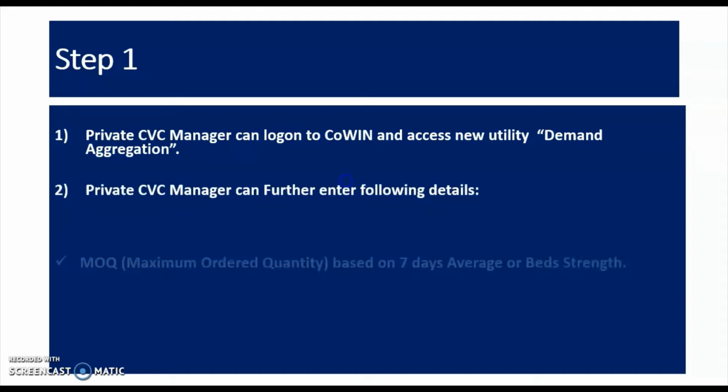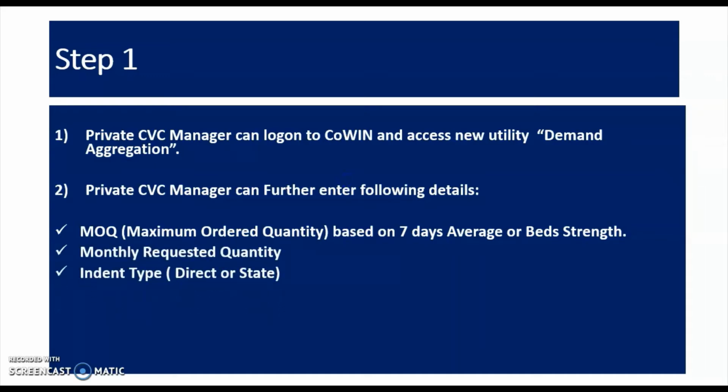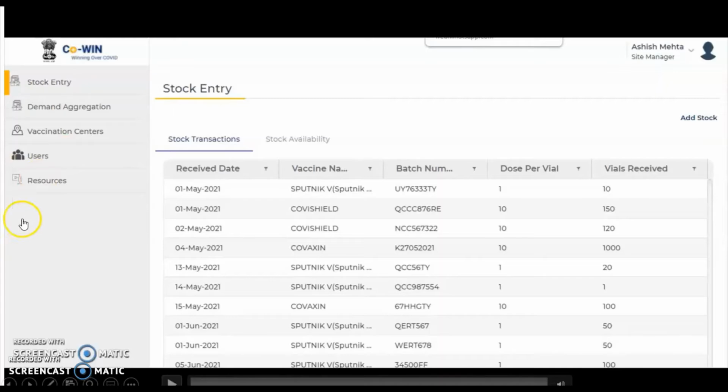Private CVC manager can further enter the following details: maximum ordered quantity based on 7 days average or bed strength, monthly requested quantity, indent type, which could be direct or state, vaccine type, lot size, number of lots indented, and number of doses indented.